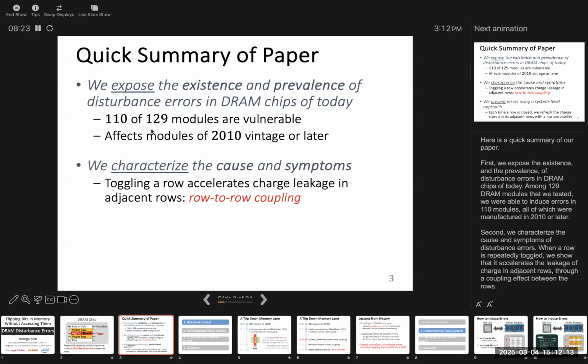So the second contribution is that they characterize the causes and symptoms. They don't just say, okay, we did our experiment and found that out of 129, 110 modules can be corrupted, but they explain the reason for that corruption, how it happens to occur, and what the symptoms are. As shown in the previous slide, the basic reason is that if you can repeatedly open and close, which basically means repeatedly read from the same row, then you can induce the errors.